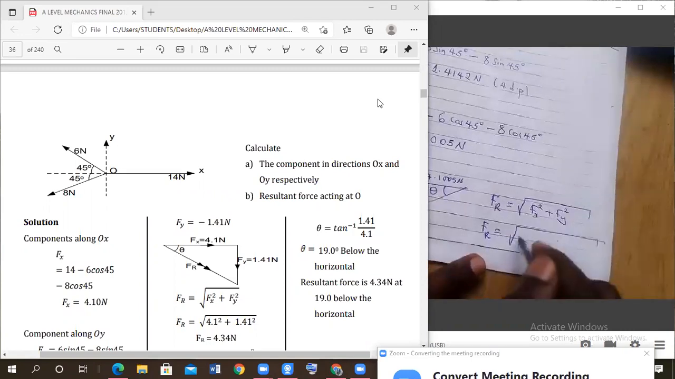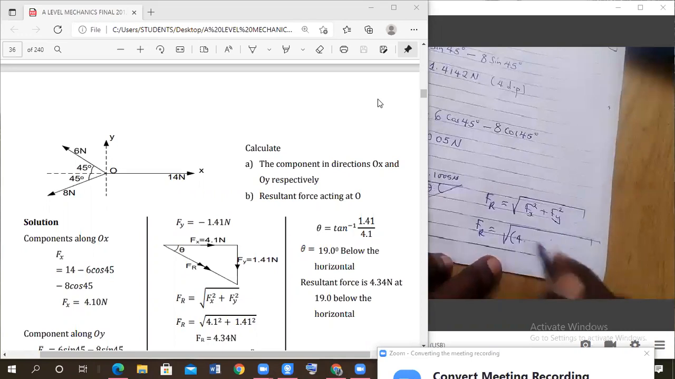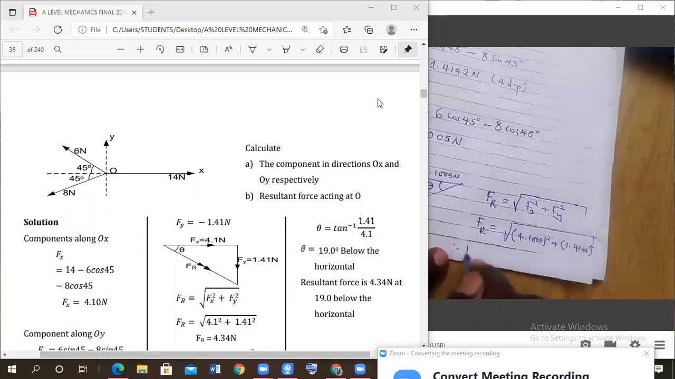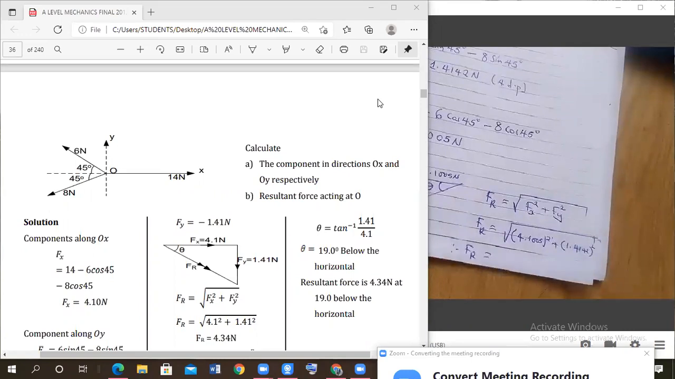So when you substitute, what do you get? Fx is 4.1005 squared plus 1.4142 squared. Just put it in a calculator and see what you get. Open a bracket, 4.1005, close, squared, plus, open another one, 1.4142, close that squared. Then get the square root of that. You find that easy.